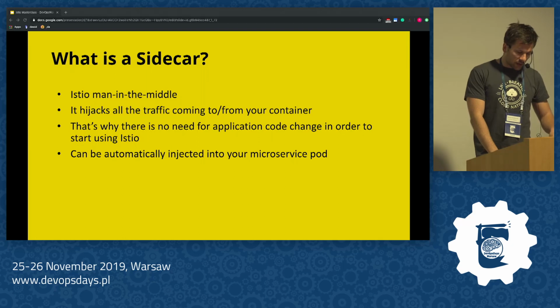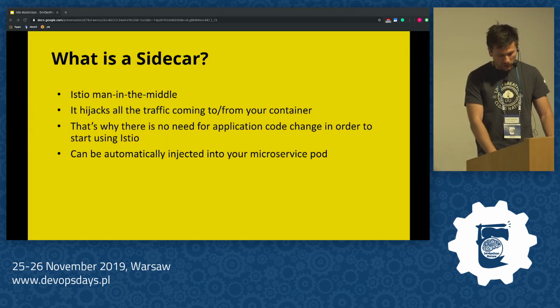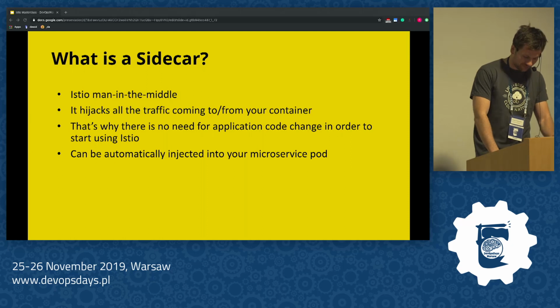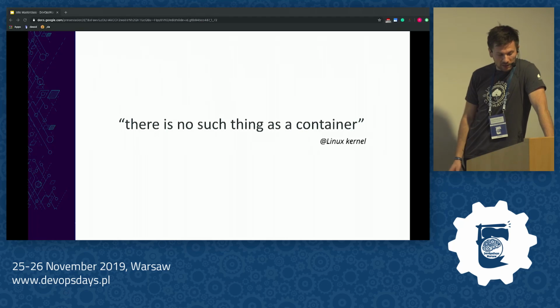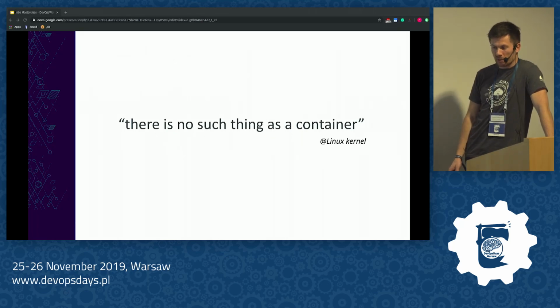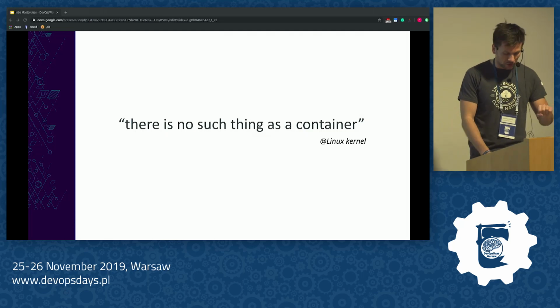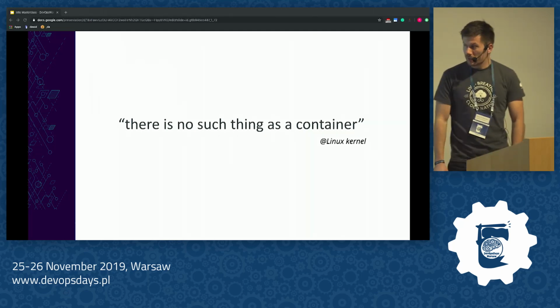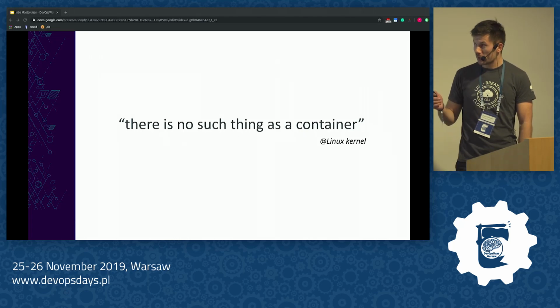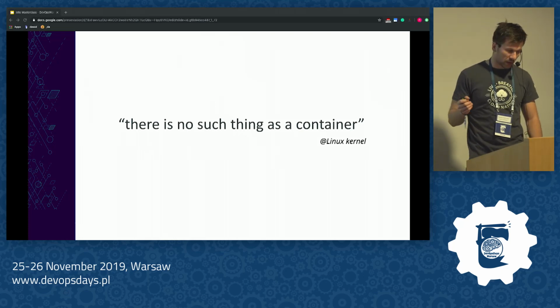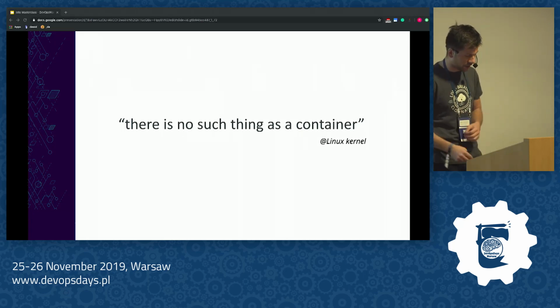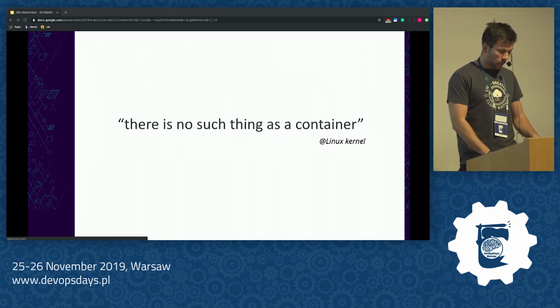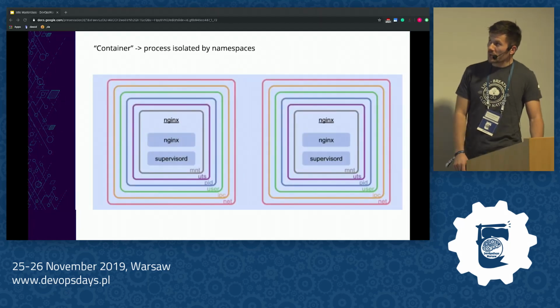And now, in order to understand how it does it, we need to go a bit back. We need to understand what a container is and what a Kubernetes pod is in order to understand how Sidecar works. And there is no such thing as a container from the Linux kernel perspective. That's important. In the Linux kernel, the kernel doesn't know what a container is. There's no such thing like "give me a container". What there is, though, is namespace isolation.